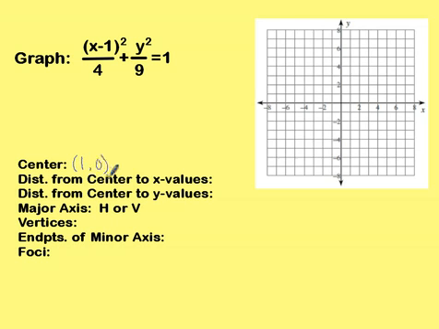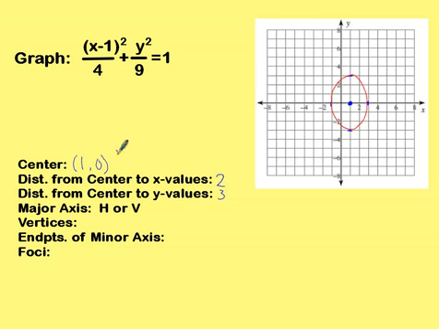Now we want to find the distance from the center to the endpoints of the x values. And this is very similar to when you graph circles. You take the square root of the denominator with the x values. The square root of 4 is 2. So from the center, I'm going to go 2 units to the right and 2 units to the left. To get the distance from the center to the y values, we do the same thing. Take the square root of 9, which is 3, and from the center, I'm going to go up 3, and I'm going to go down 3. And now you have the outline of your ellipse. So go ahead and draw that.